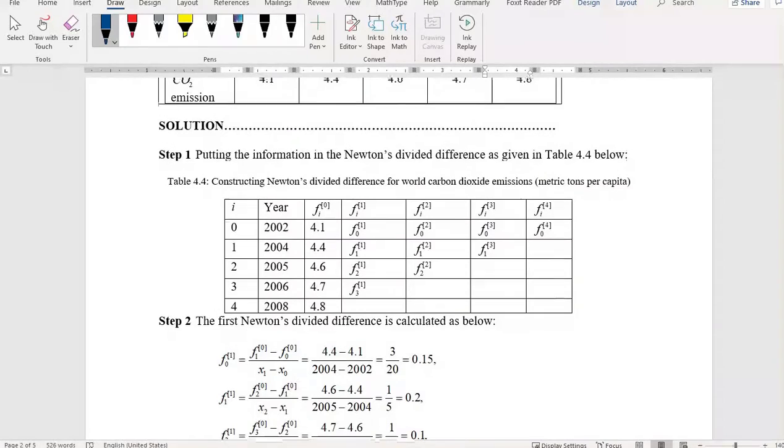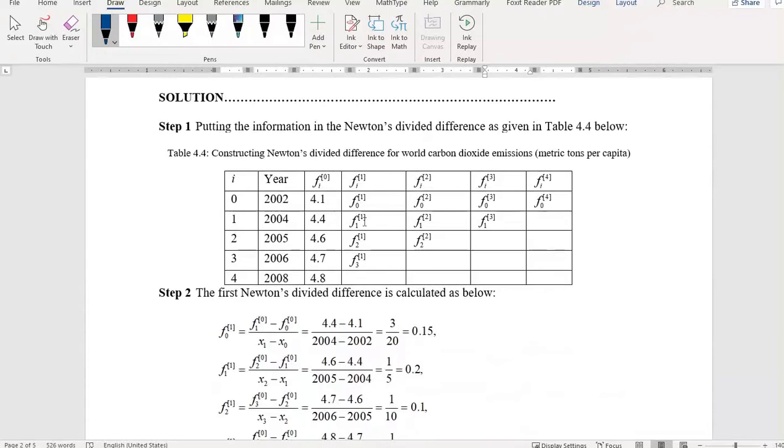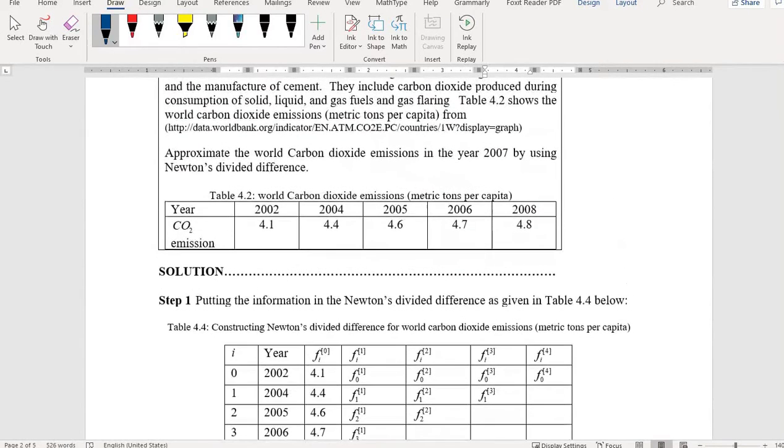Okay, so let's say we have this carbon dioxide emissions data from year 2002 until 2008, and this is the carbon dioxide emissions value, in metric tons per capita, in years 2002 to 2008. And what is our problem? Why do we want to conduct this Newton divided difference? We want to approximate the world carbon dioxide emission in the year 2007.